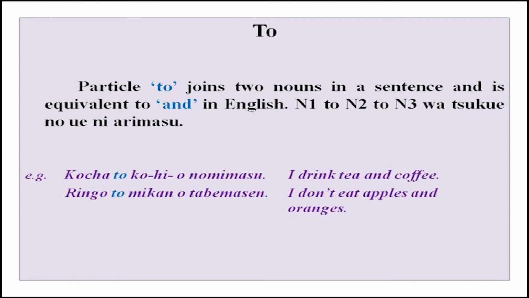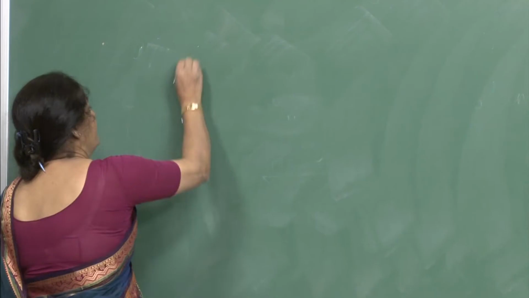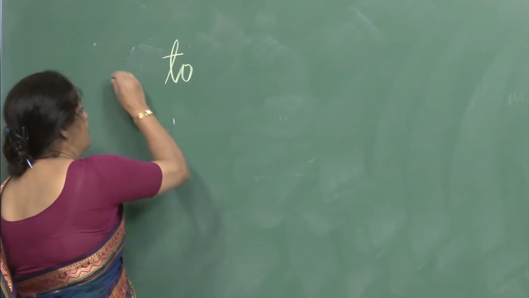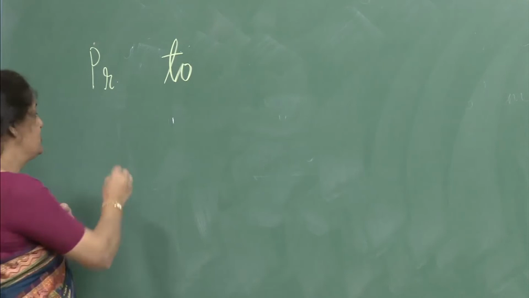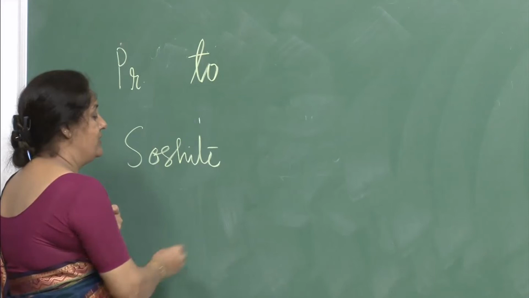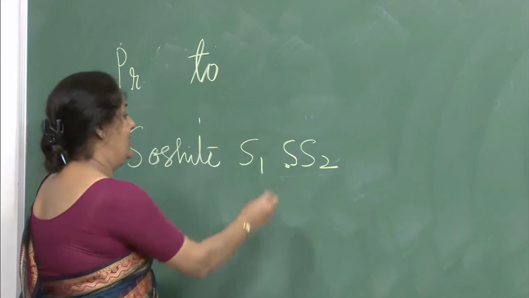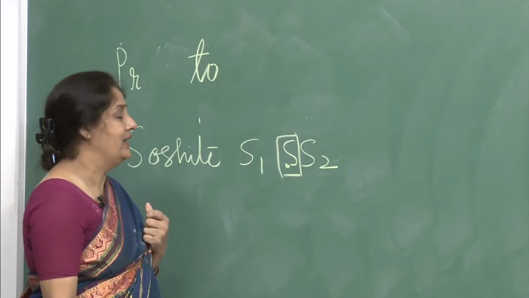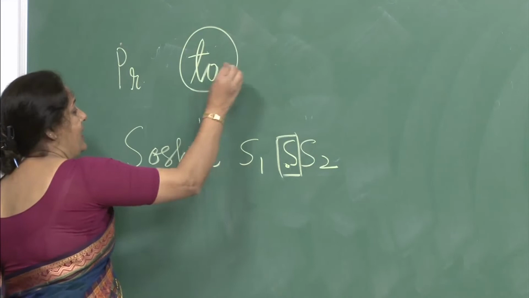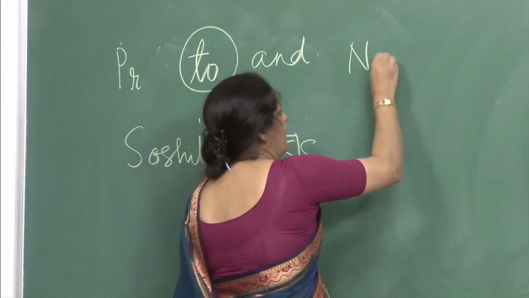Now, there was another particle, a new particle for you, particle to. Not "to please", particle to. Last time we did soshite, if you remember, which joins sentence 1 with sentence 2, like this. Soshite, sentence 2. It is used as a conjunction, and unlike English, it begins a sentence. Over here, to is also a conjunction, but it joins one noun to another.